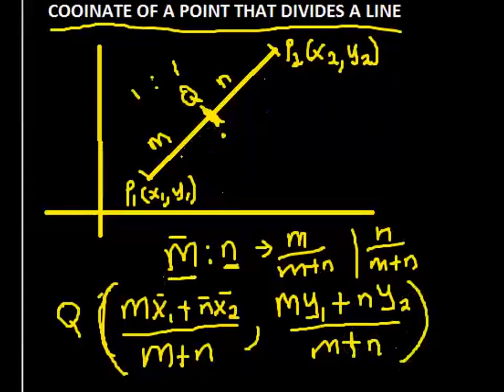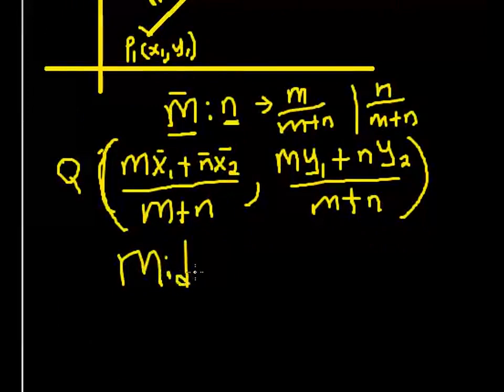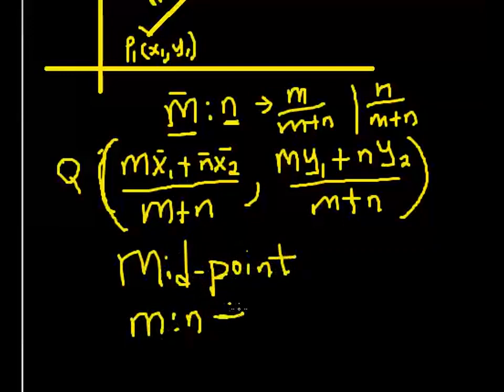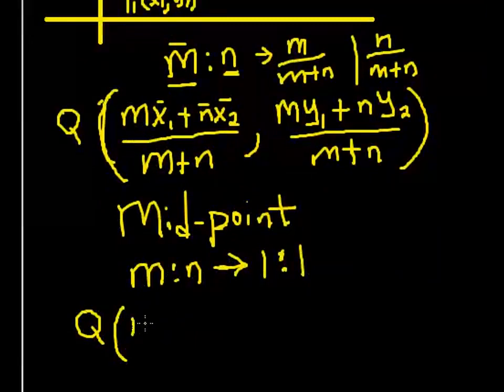So in a situation where we're looking at the coordinate of the midpoint, let's say Q is a midpoint. That means M is to N becomes equal, so the ratio becomes 1:1. If we put that into this formula, the midpoint Q is going to give us M, which of course is 1, x1, right?